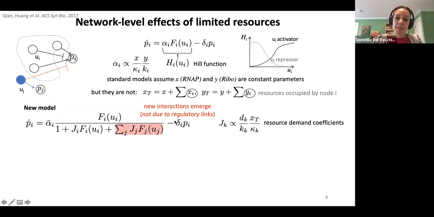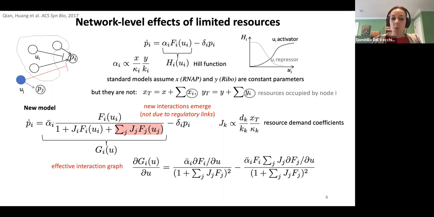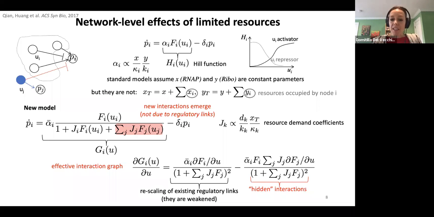So this is telling us that new interactions emerge. If we call this G the new regulatory function, the effective interaction graph is now composed of one portion, which is the same interaction that you had before, but rescaled, so they are a bit weaker than they were before. And then there are hidden interactions that appear because of this denominator popping up.